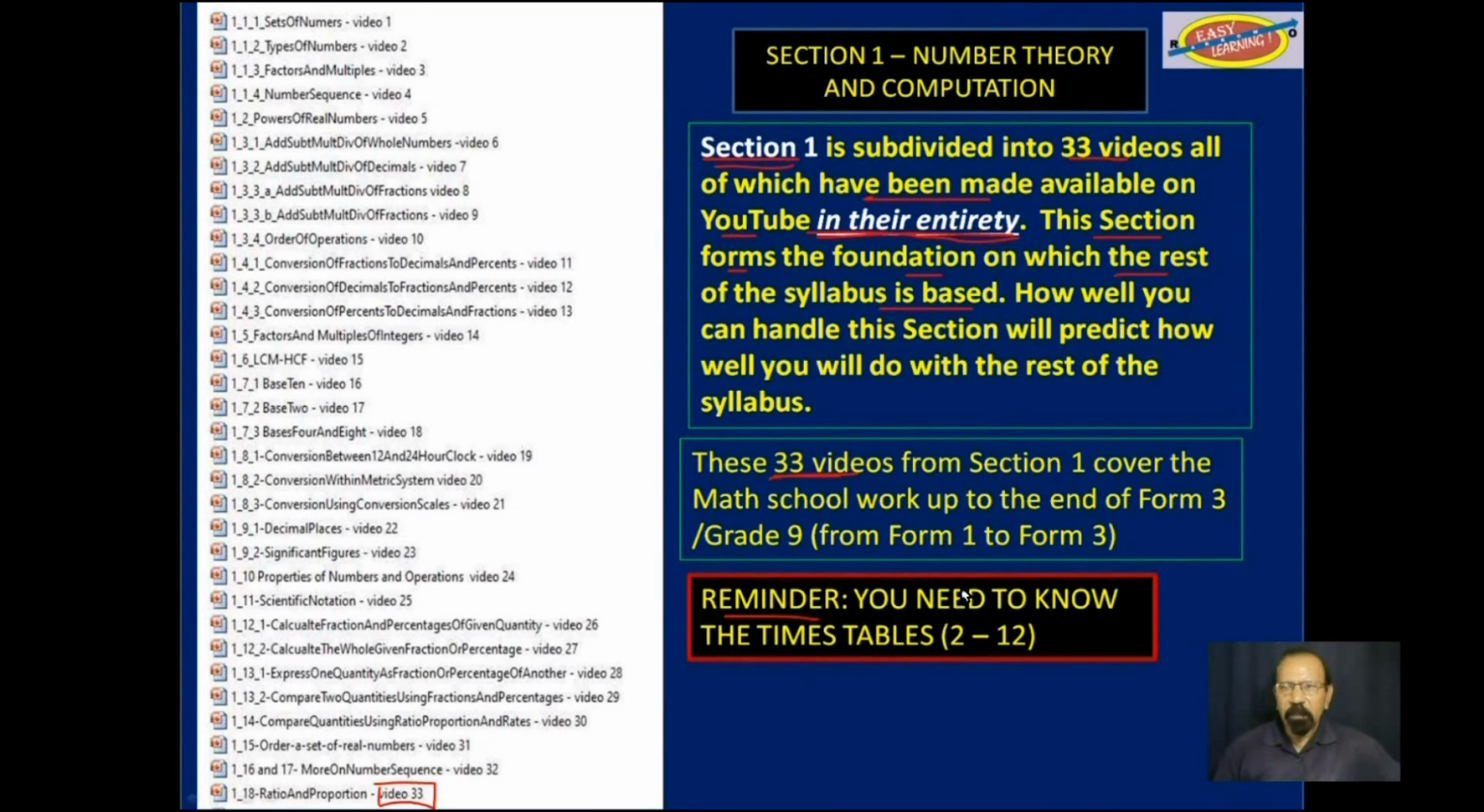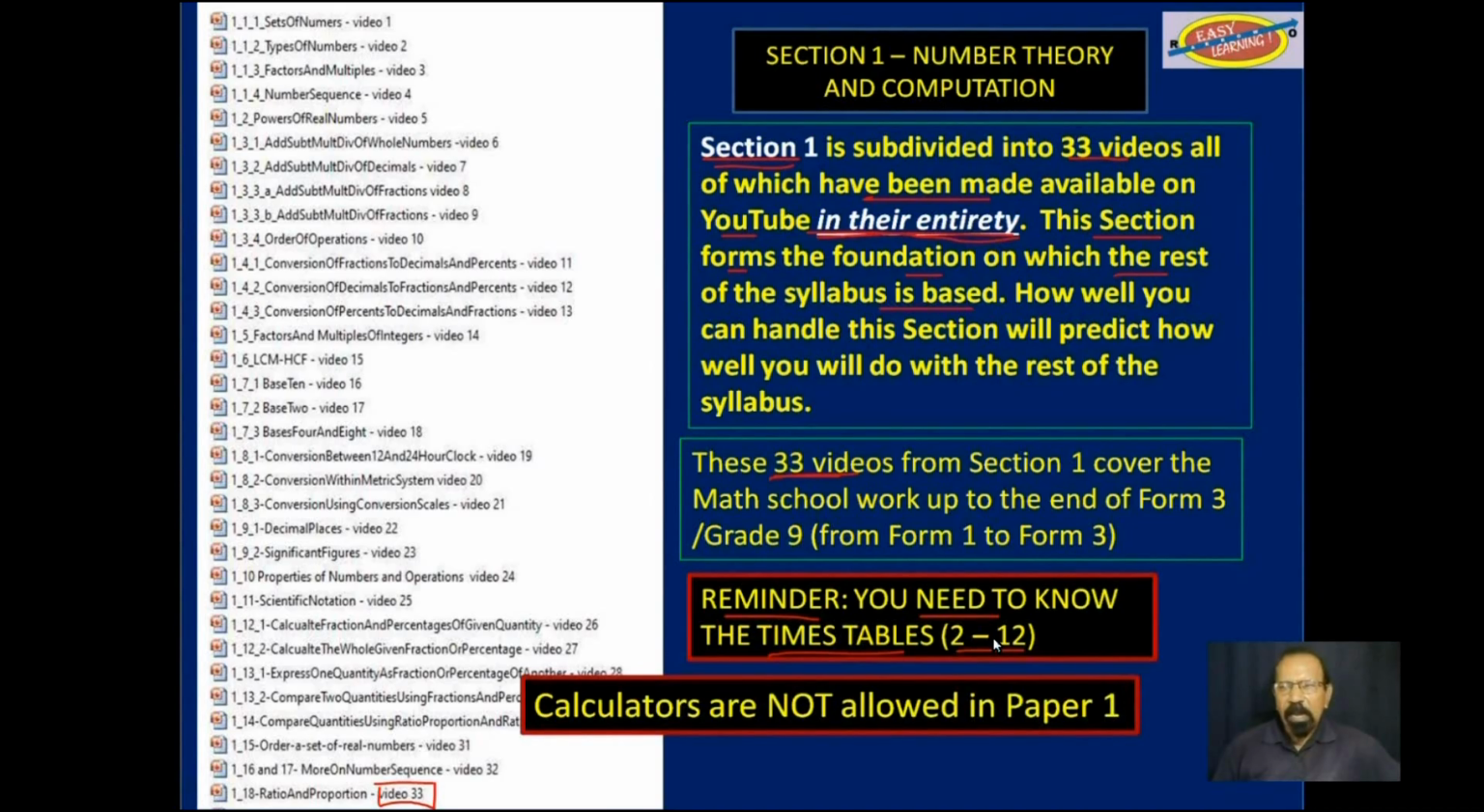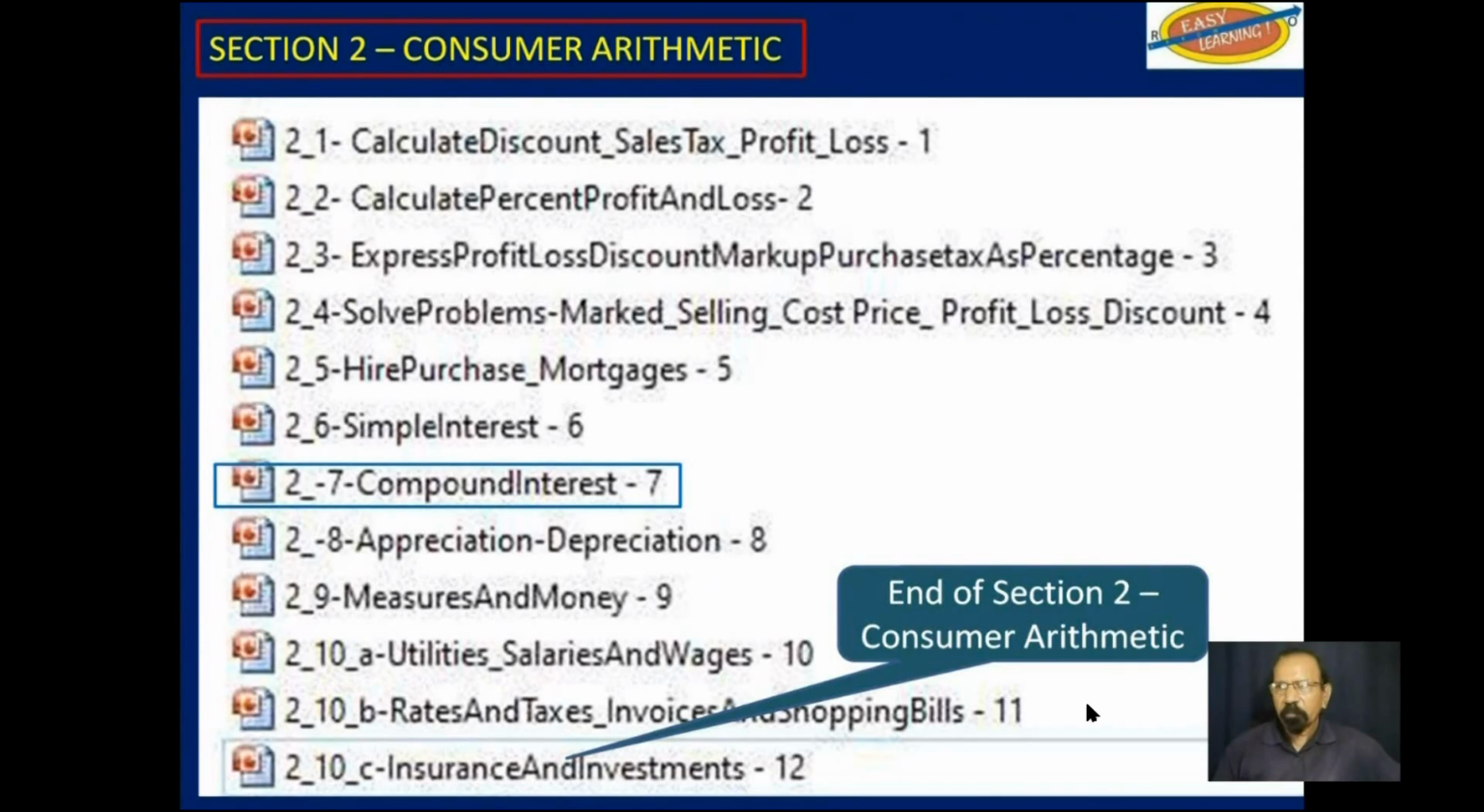Just a reminder, you need to know the times tables 2 to 12, as calculators are not allowed to be used in paper 1. We are now here, objective 7, compound interest, and video 7 in this section.